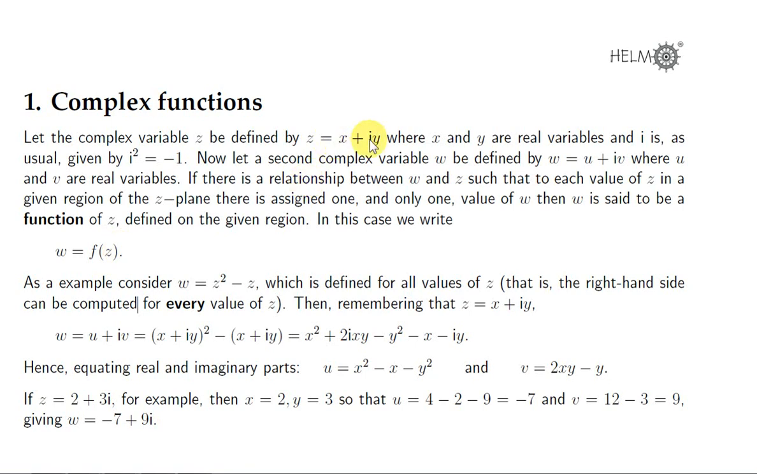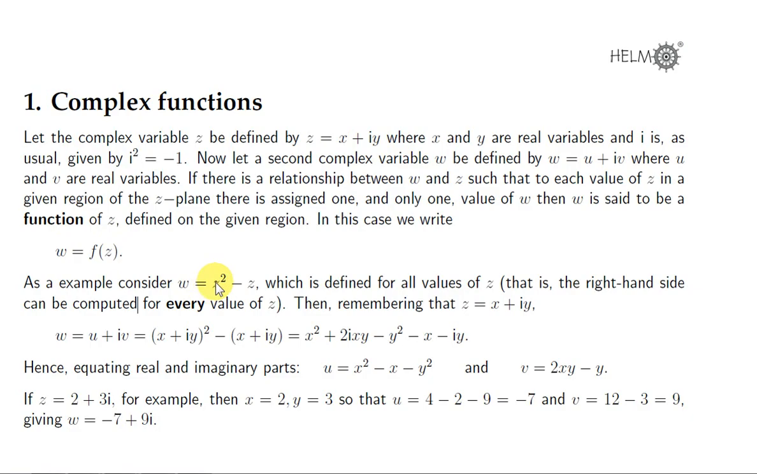Z is the complex number x plus iy, where x and y are real variables. W is the complex number u plus iv, where u and v are real variables. If the complex number z is assigned to the complex number w, and it is not assigned to any other complex number, then we say that w is a function of z.